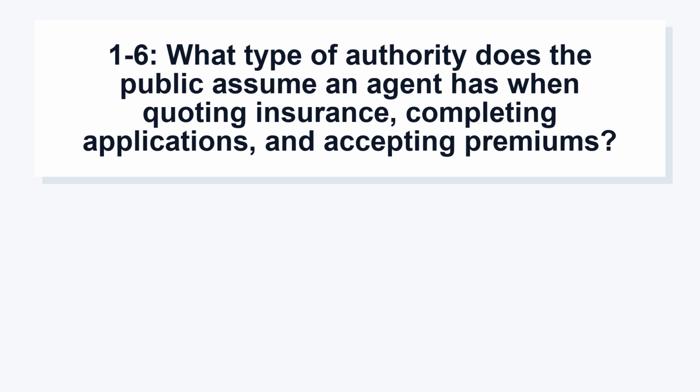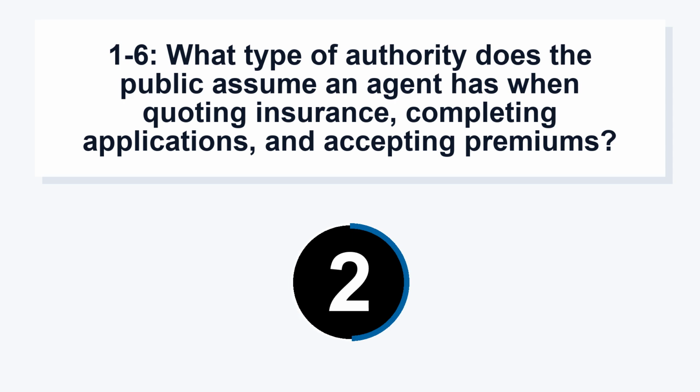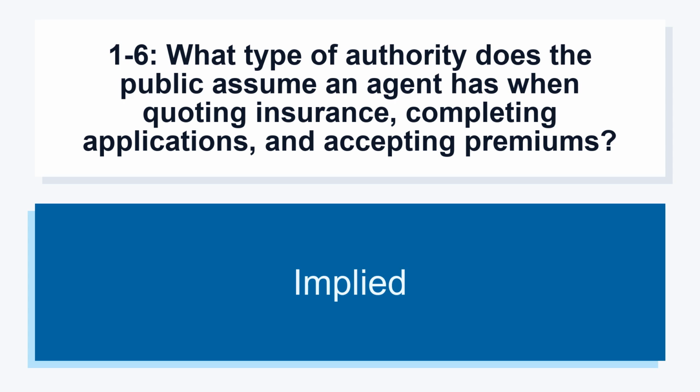1 to 6, what type of authority does the public assume an agent has when quoting insurance, completing applications, and accepting premiums? Implied.